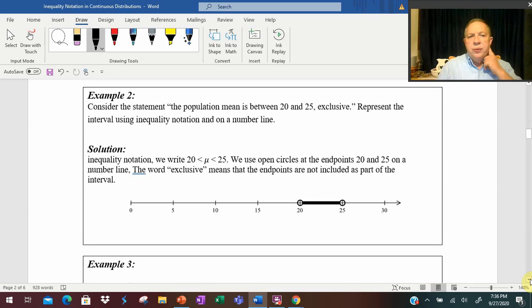So here, for example 2, consider the statement the population mean is between 20 and 25 exclusive. So exclusive is a key word there that says do not include 20 and 25. So when you're doing a mean, or a number between, you're doing an interval that's between two numbers, you really need to have two words, either exclusive or inclusive. And the inclusive would include these numbers. You would fill in that down here or put the equal, and the exclusive would mean do not include those two numbers. It's just the numbers in between them.